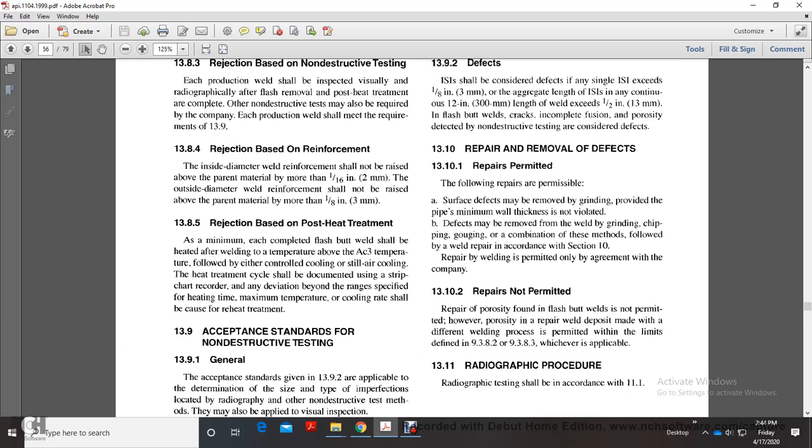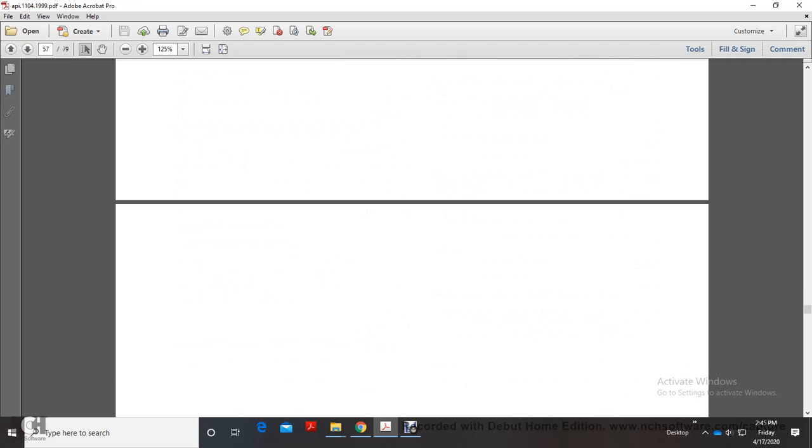13.10.2, Repairs not permitted. Repair of porosity found in flash butt welds is not permitted. However, porosity in a repair weld deposit made with a different welding process is permitted within the limits defined in 9.3.8.2 and 9.3.9, whichever is applicable. 13.11, Radiographic procedure. Radiographic testing shall be done in accordance with 11.1.